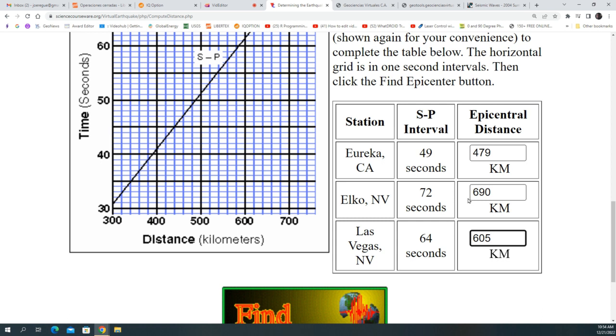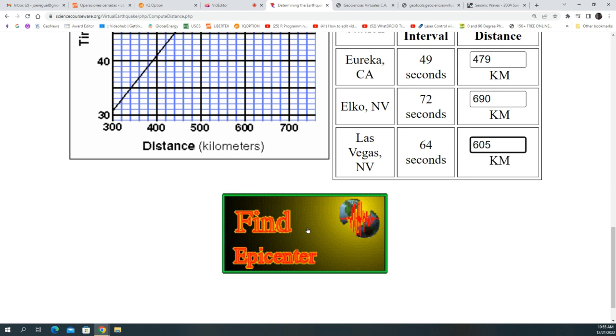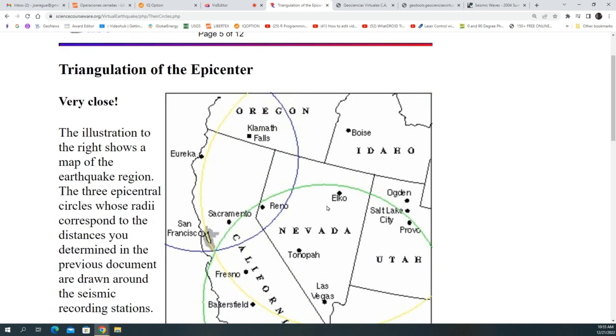Now, look at this, it is an important thing. What we're picking is a distance from the place of the station to the epicenter. Now, we don't know where it is. It can be anywhere around a circle with a radius of 479 kilometers from Eureka, of 690 kilometers from Elko, and so on. Well, now we have to find the epicenter by triangulating.